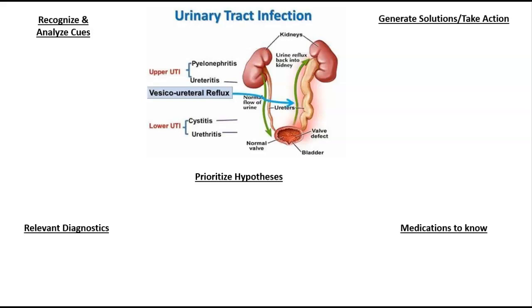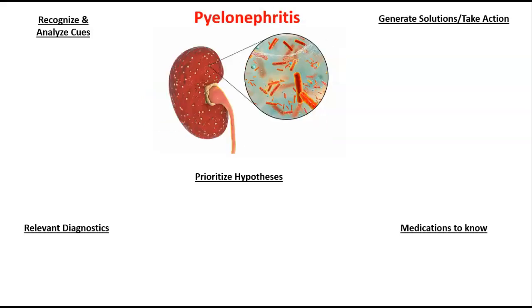So pyelonephritis, we're going to open up the concept map, and you can see here that the old name was a kidney infection, right? So it's considered a UTI, but this is a very special one. Pyelonephritis is inflammation of the renal parenchyma and the collecting system.